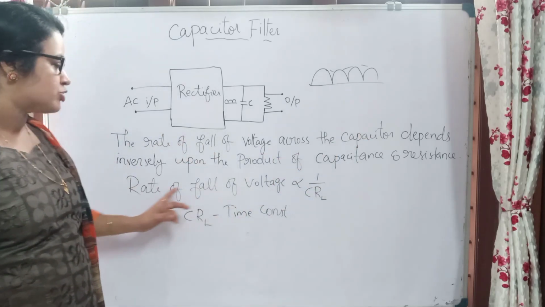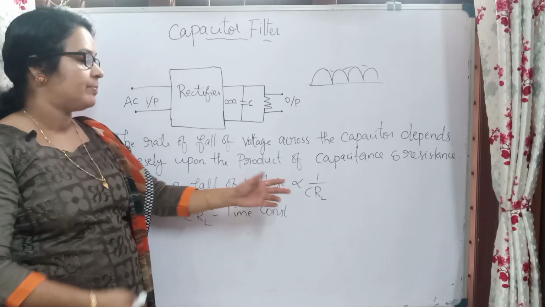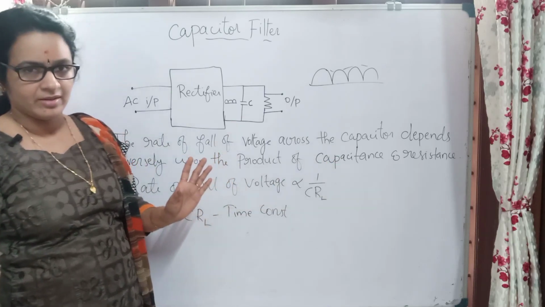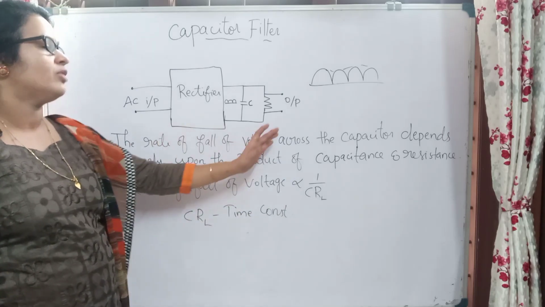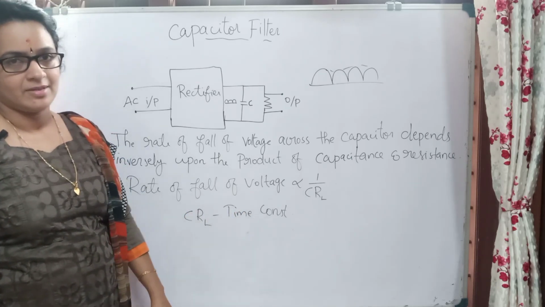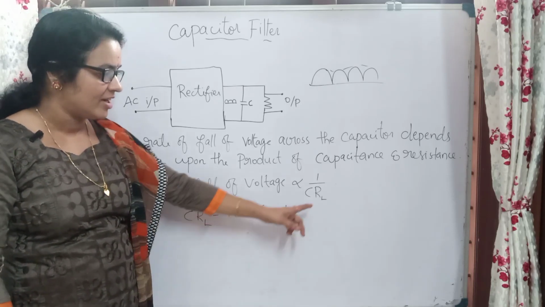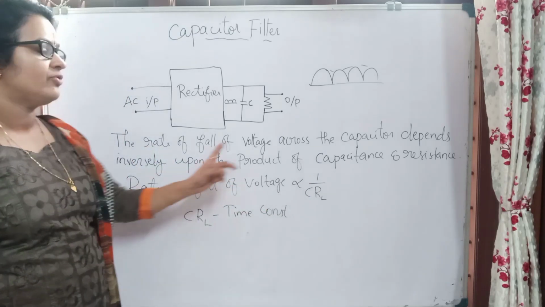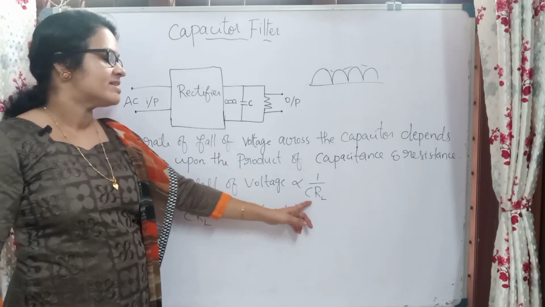We can easily say that the rate of fall of voltage during the capacitor discharge will be proportional to 1 by CRL. Only this factor you have to remember here. So 1 by CRL is the quantity that determines the fall of voltage across a capacitor. This CRL is called the time constant. Time constant means CRL, that is very important. If CRL or the time constant is very high, the rate of fall of voltage will be very less. So our aim is to make CRL a very high value.